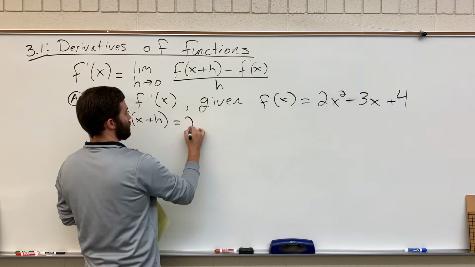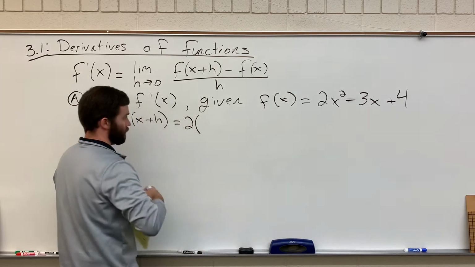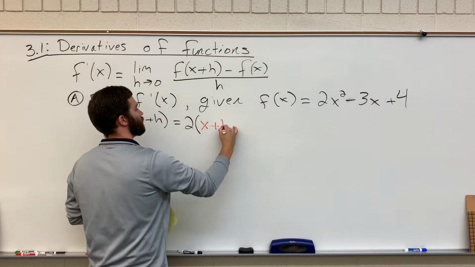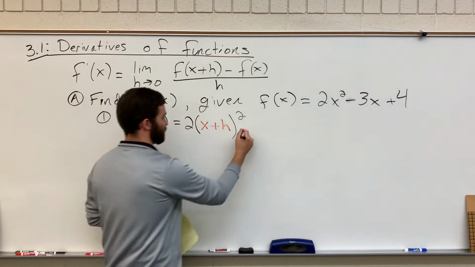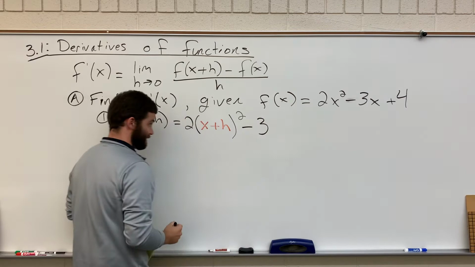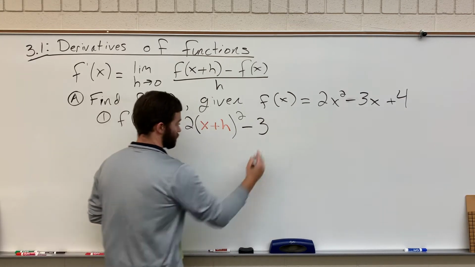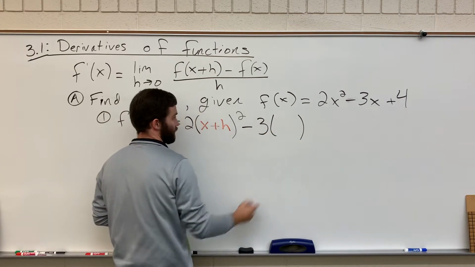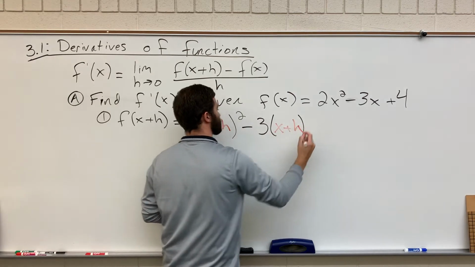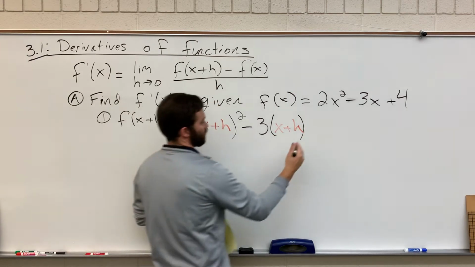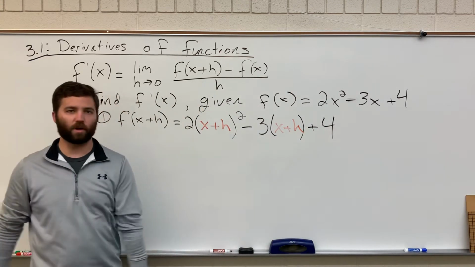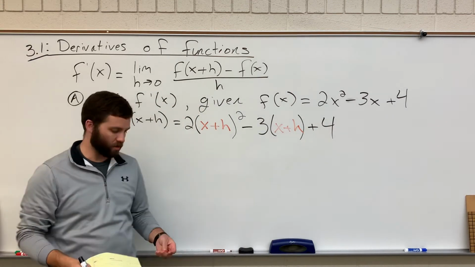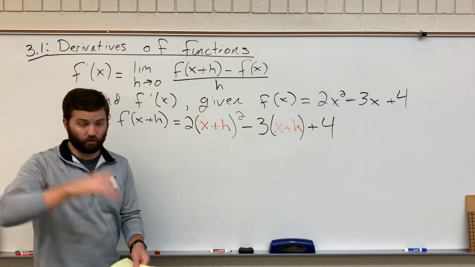We'll have 2 times (x plus h) squared. Use another color here for your learning convenience. Minus 3 times, again, (x plus h), plus 4. All right, then simplify. So this is a point where you might want to try this one on your own and see how you do. Try going right through the 4-step process.